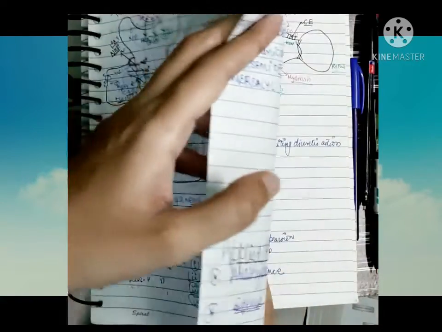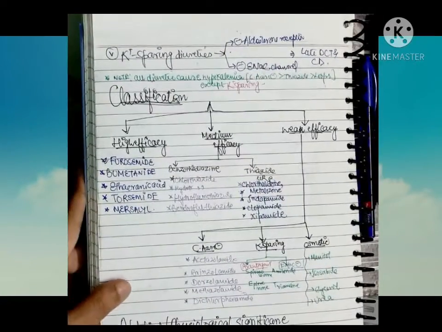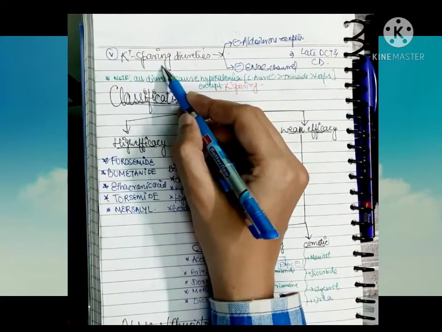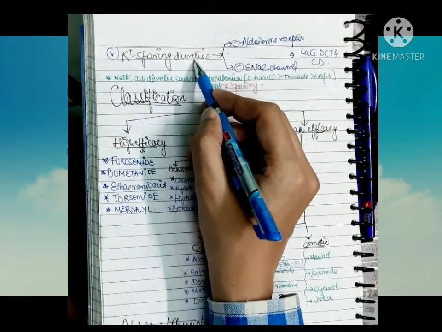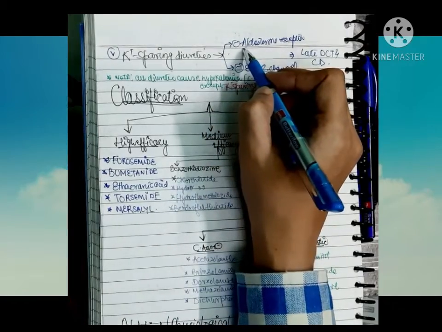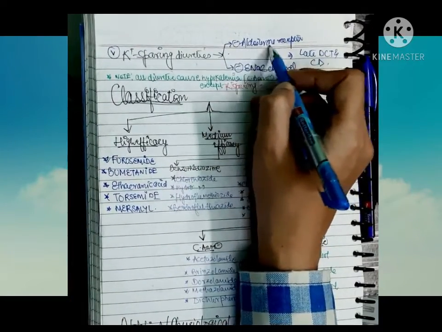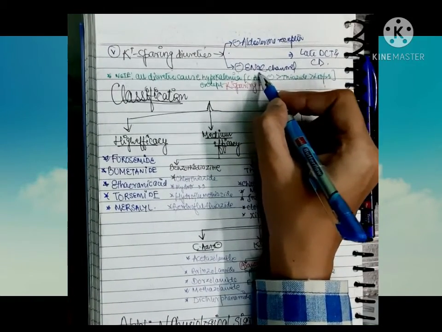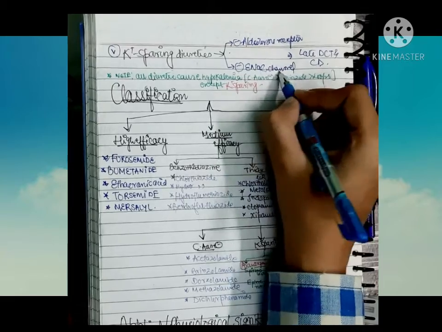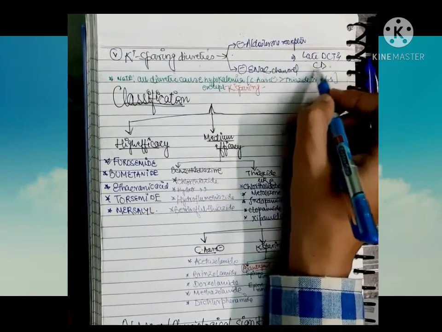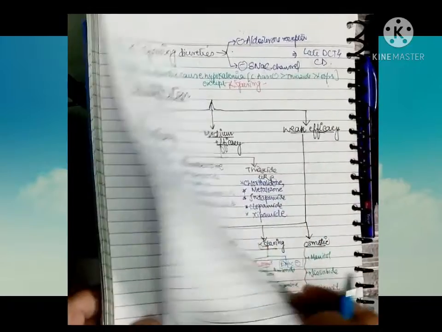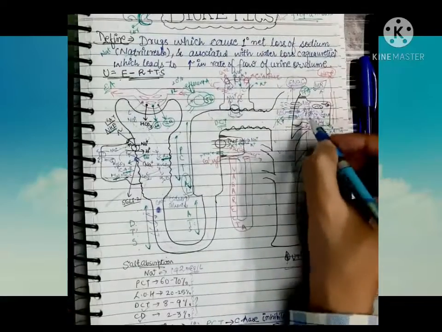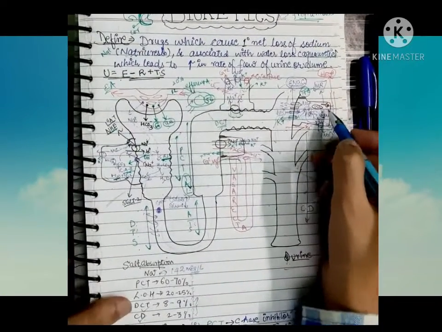Another group of diuretics is the potassium sparing diuretics. In the potassium sparing diuretics, as I have already told you, one will inhibit the aldosterone receptor, and another will inhibit the ENaC channel, the epithelial sodium channel. The site will be the late DCT and CD, which I have already told you. This is the site where it acts.